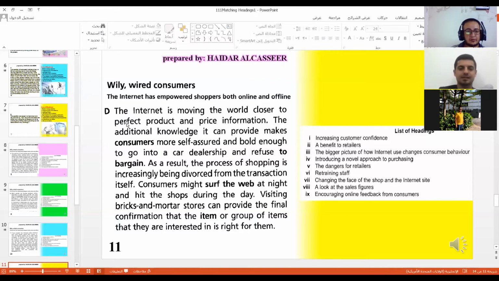This XI, I read it. The internet is moving the world closer to perfect product and price information. The additional knowledge it can provide makes consumers more self-assured and bold enough to go into a car dealership and refuse to bargain. Those are the first two sentences. Retry. I'm giving you 2 extra minutes, everyone.